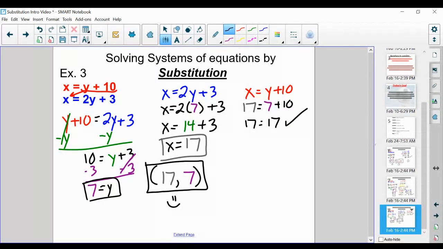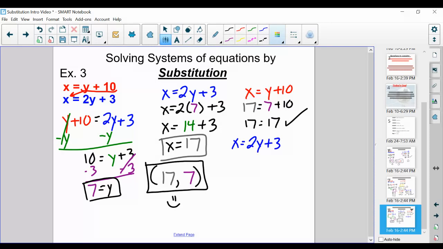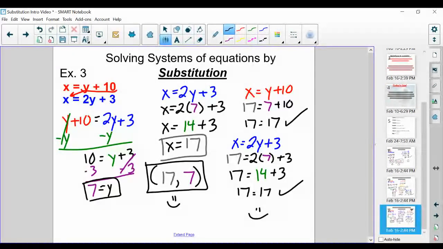So it checks out for that red equation, but we got to check that blue equation. We have x is equal to 2y plus 3. We're going to substitute in our x and our y values. Our x value is 17. That's equal to 2 times our y value plus 3. Our y value is 7. 17 is now equal to 14 plus 3, and therefore 17 is indeed equal to 17. So our final answer, the solution to the system is 17, 7.